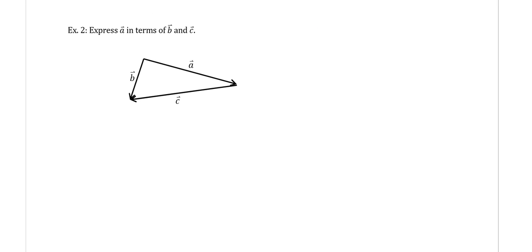Okay. Another kind of question. This is just another kind of example that we do. Express A vector in terms of B vector and C vector. So we're going to have A vector equals some expression.